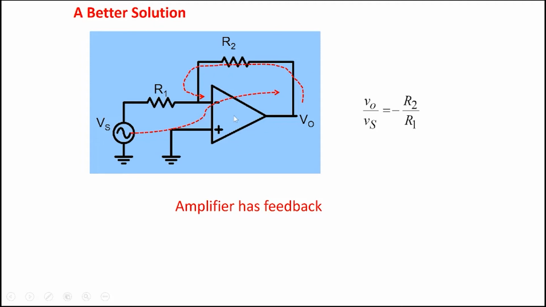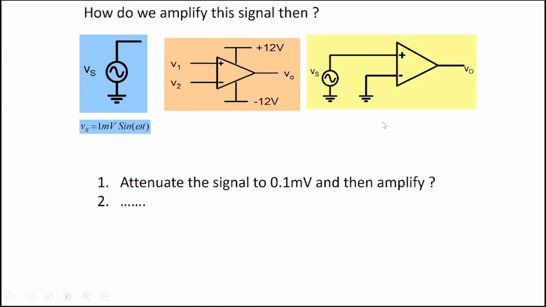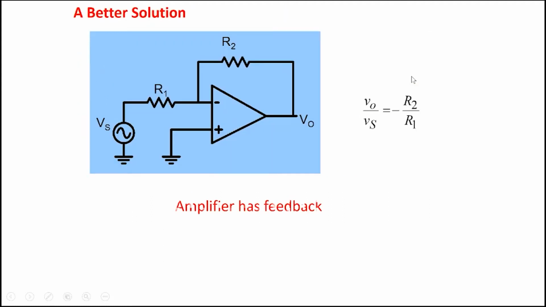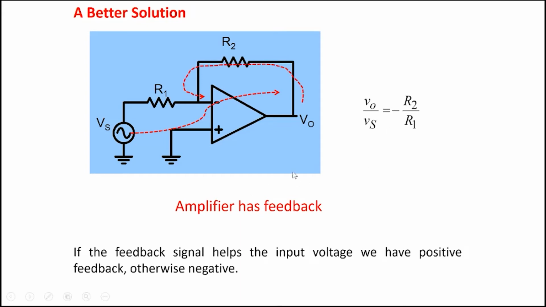So most of the time the op-amps are used in a feedback mode. And the previous case was where the op-amp was being used in an open loop mode. There is no feedback path from the output to the input, so it's called the open loop mode. And in this case, what we have is a feedback path. We say the amplifier is being used in a closed loop mode. If the feedback signal helps the input voltage, we have positive feedback, otherwise negative. Okay, so let's look at this in a little bit more detail.